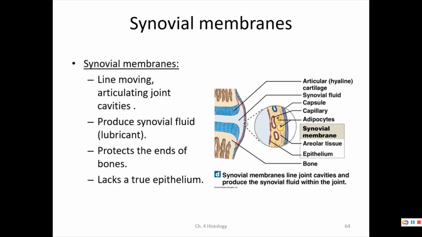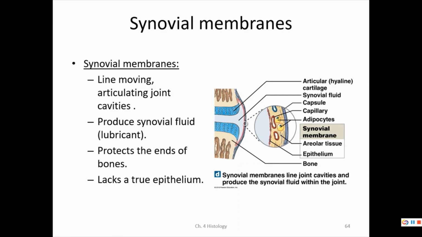Synovial membranes are any articulating joint cavity in the body. They have a synovial fluid as a lubricant, and they always protect ends of bones, preventing bone-to-bone contact. Now, it says lacks a true epithelium. That's because there's gaps. I just don't think lacks a true epithelium is a very important thing.